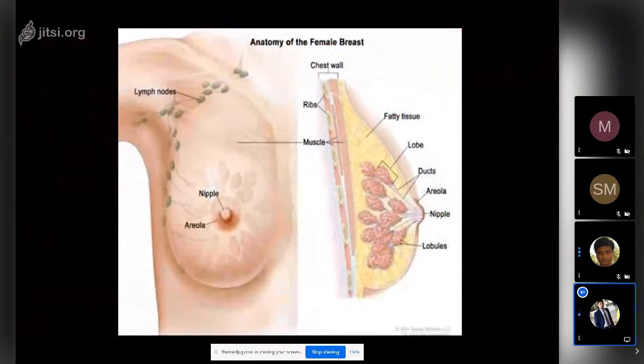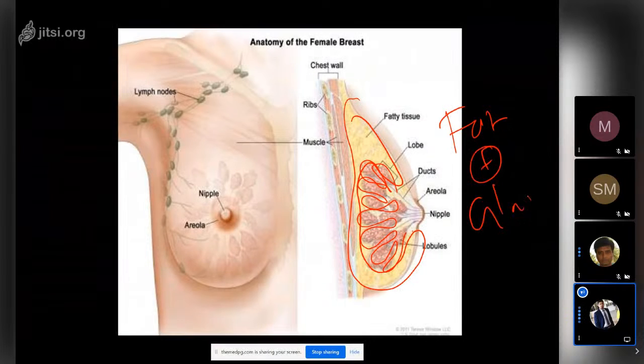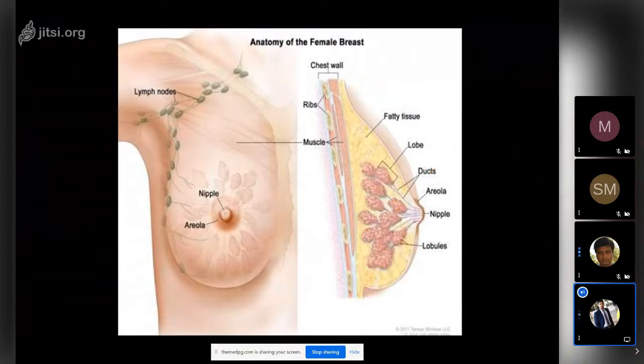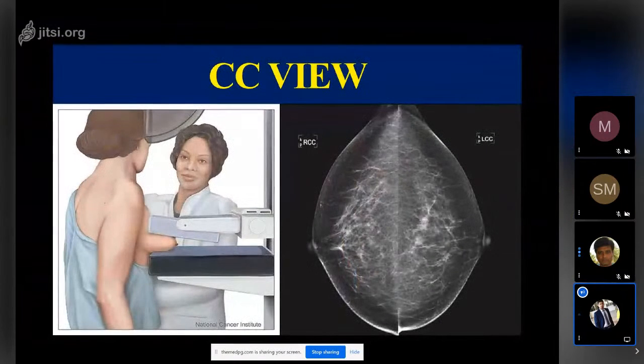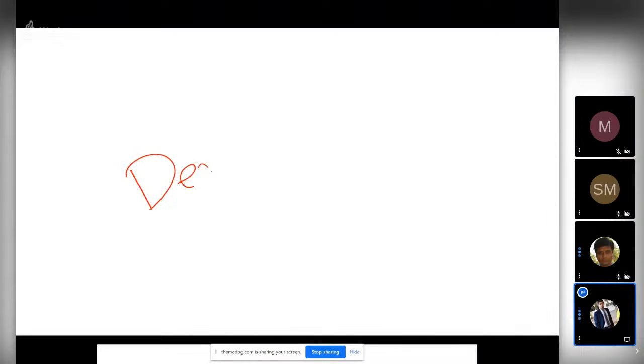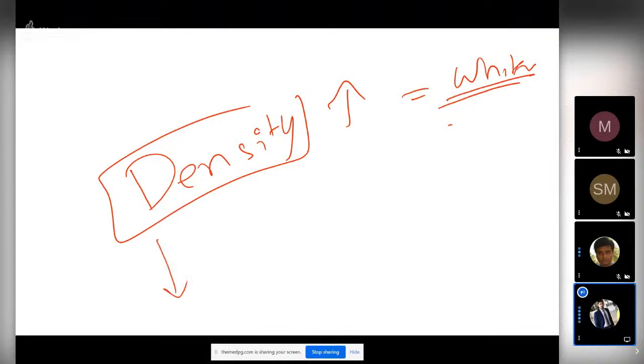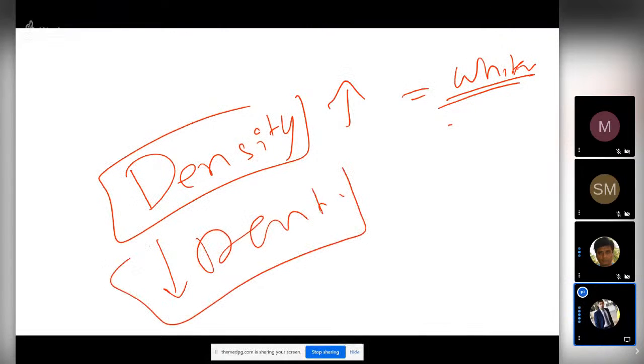So normally a breast contains fat, and also breast contains the glandular tissue. Two things: fat and the glandular tissue. What we have to understand is the X-ray is always based on the density. Higher the density, whiter it looks. Lower the density, blacker it looks.